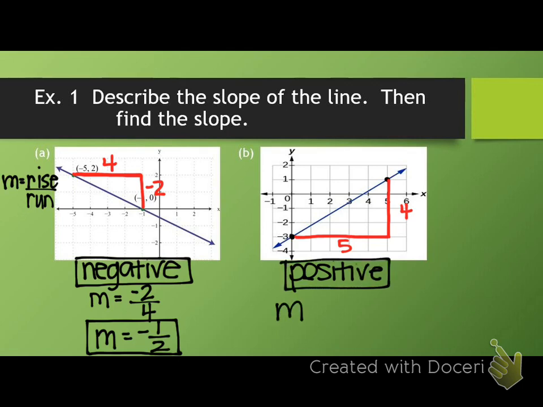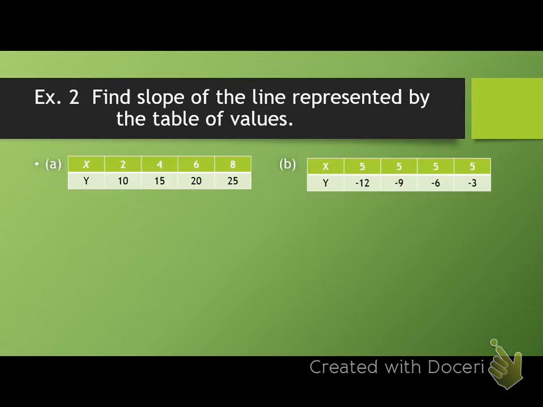And then our slope is, Isaac, what was our rise value? 4. And what was our run value? 5. Okay. Will that reduce at all? Nope. So we're done. Now, we said we described it as positive, and our actual slope is positive. So we're in good shape. Are there any questions? All right, now let's look at example 2.